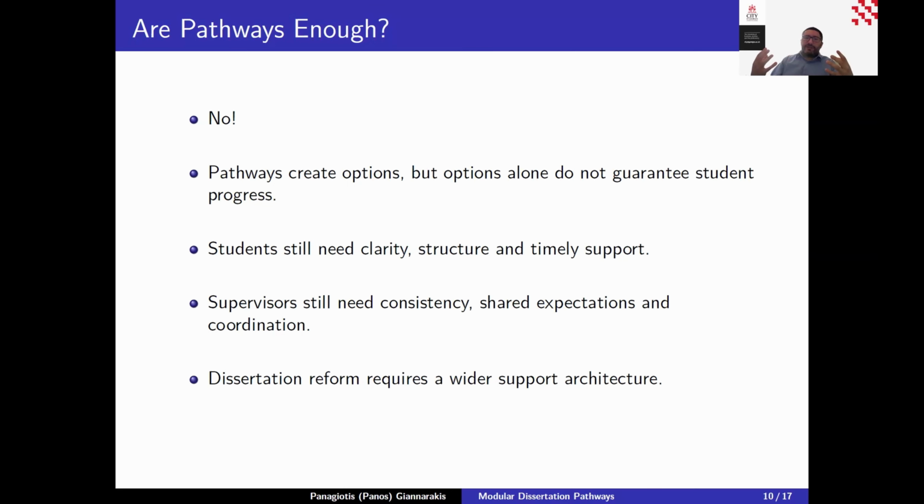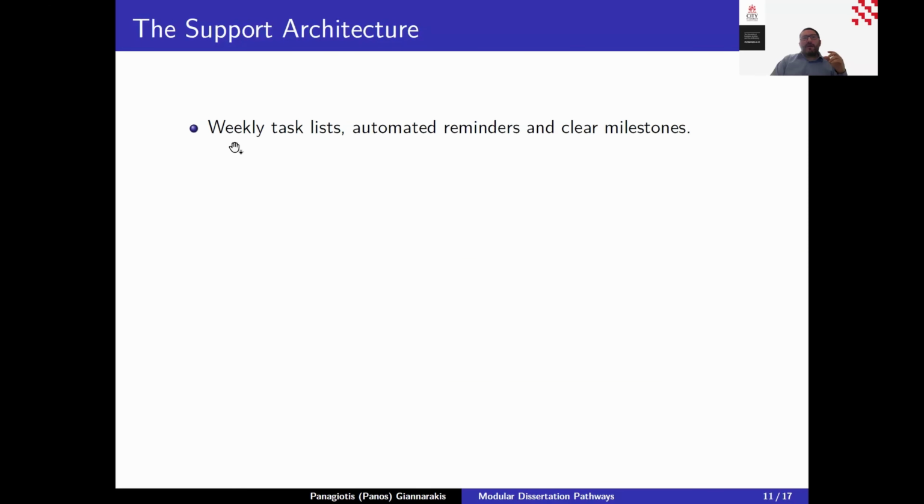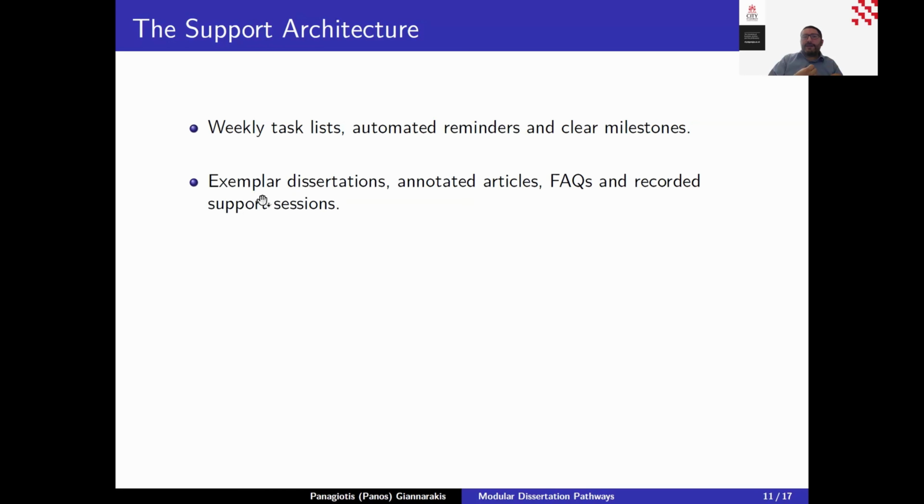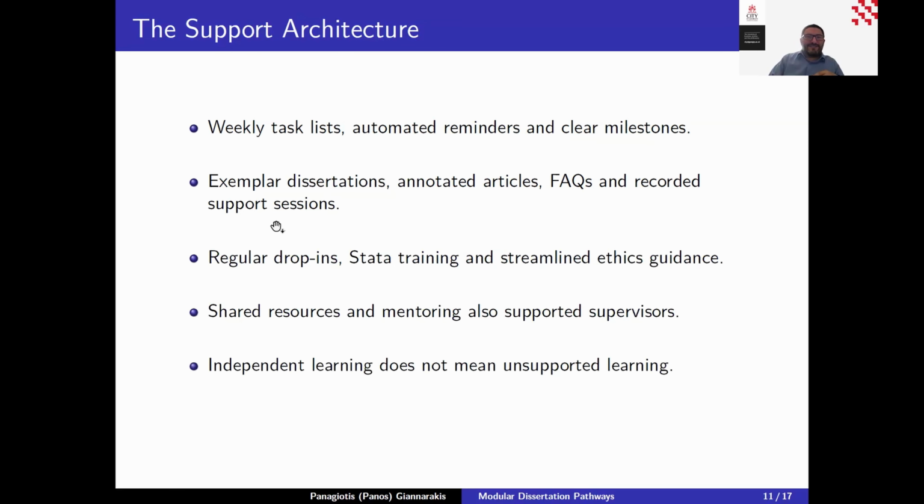So a reformed dissertation requires strategic planning and a wider support architecture. What we were adding, apart from what I said, was extra support: weekly task lists, automatic reminders, milestones of what they need to do every month, so students could set some targets. There were exemplary dissertations, and some articles with a good understanding of where they can find a research question, and so on. I can talk for ages.